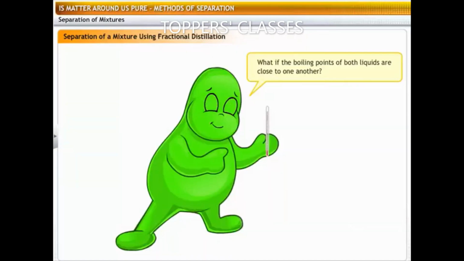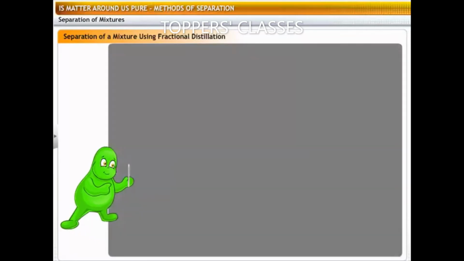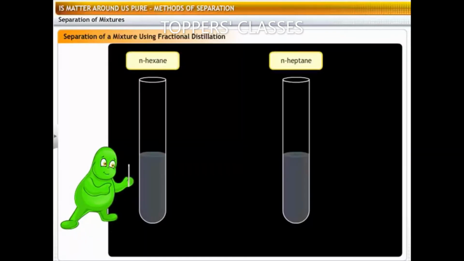What if the boiling points of both liquids are close to one another? In case the difference in the boiling points of the liquids is less than 25 Kelvin, you can use the fractional distillation method. Let's take an example of 2 such liquids, N-hexane and N-heptane.